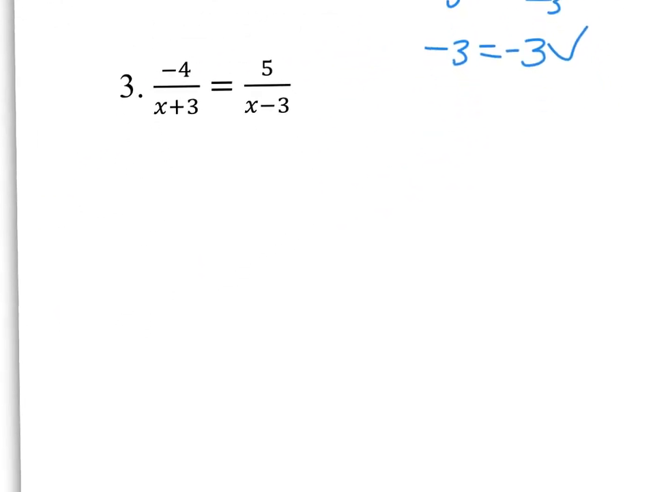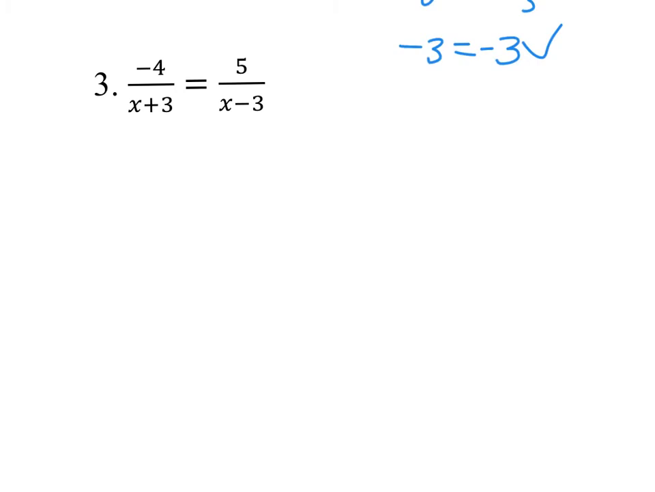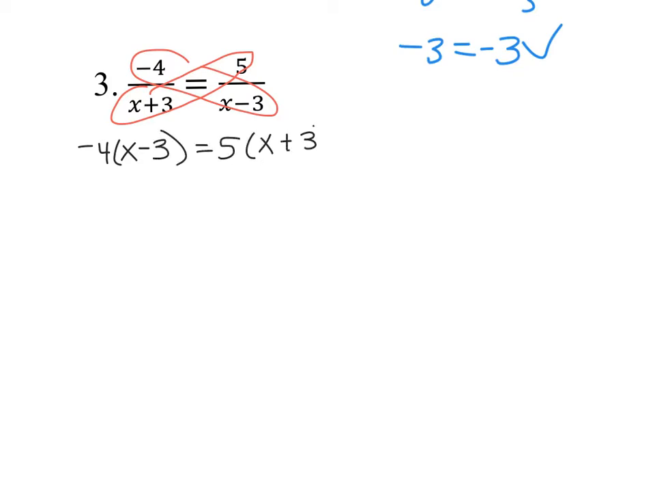Let's look at this next example. Is this a proportion? Yes or no? Yes. So I can go ahead and cross multiply my diagonals. So I have negative 4 times x minus 3 equals 5 times x plus 3. So I have negative 4x plus 12 equals 5x plus 15.